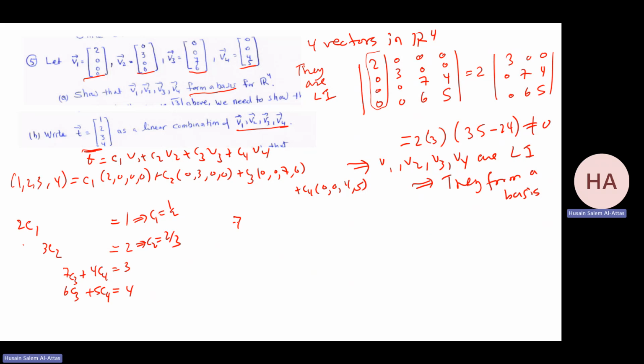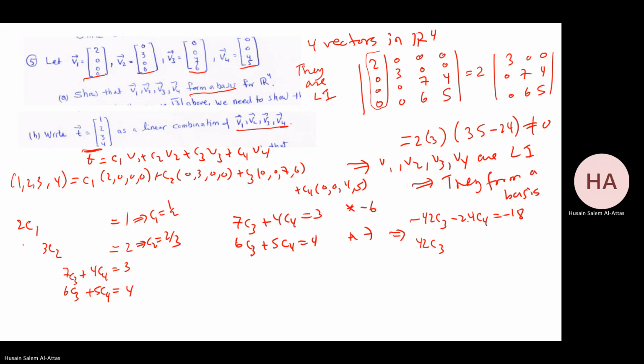Now we need to solve these two equations: 7C3 plus 4C4 equals 3, and 6C3 plus 5C4 equals 4. I can multiply the first by -6 and the second by 7. That gives -42C3 minus 24C4 equals -18, and 42C3 plus 35C4 equals 28. Now I add these two. C3 is cancelled, and I have 11C4 equals 10.